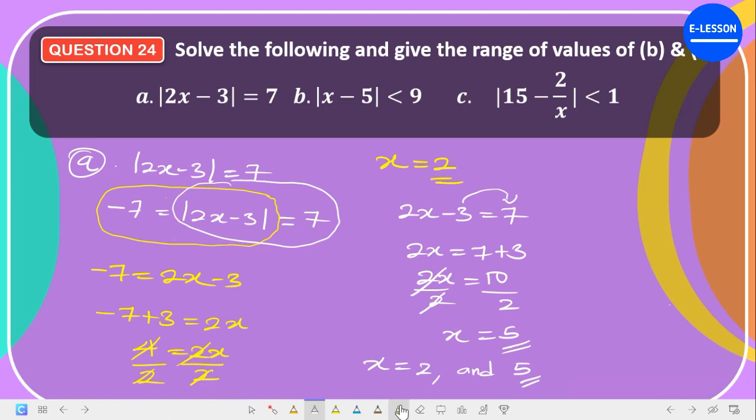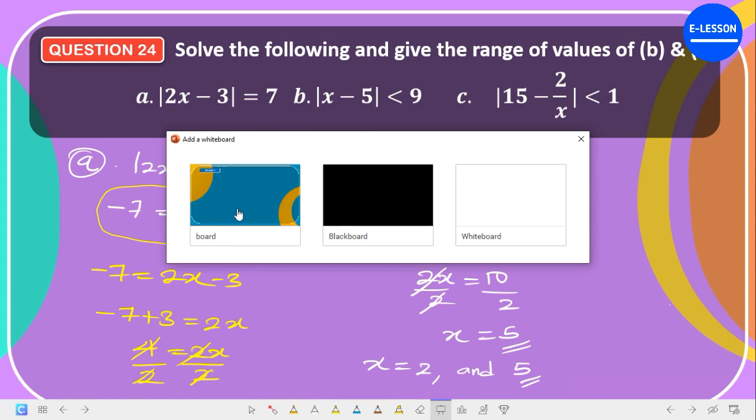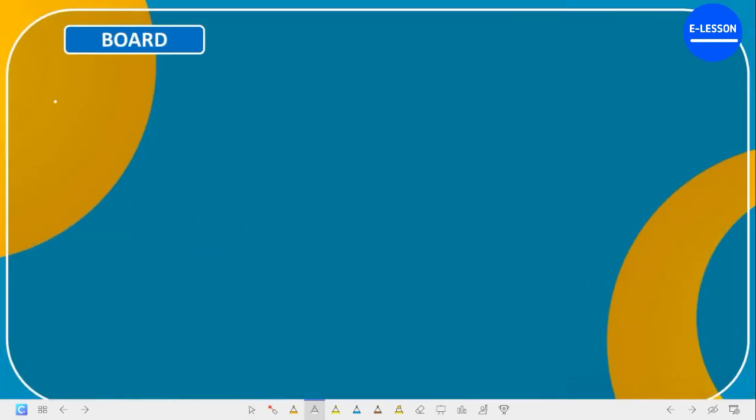Now let's see the other case. The other case is the absolute value of x minus 5 is less than 9. Using that same idea, it means that minus 9 is less than x minus 5, which is less than 9. Because we said the absolute value can be positive and it can be negative, we have to introduce the negative part of it since only the positive was given.